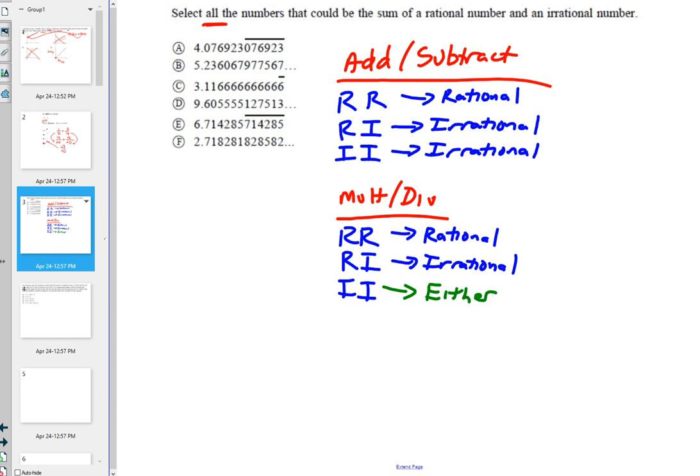So now we can answer this question. If we're going to add a rational with an irrational, what did I tell you up here? What's the result going to have to be? Irrational. So this one is just asking for the irrational numbers.